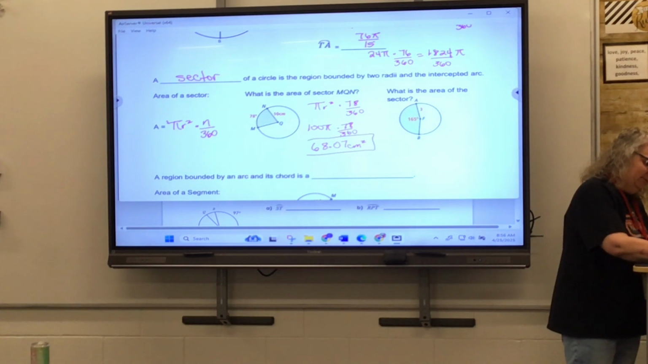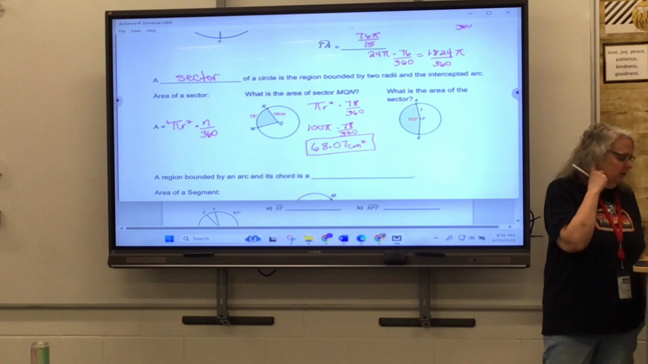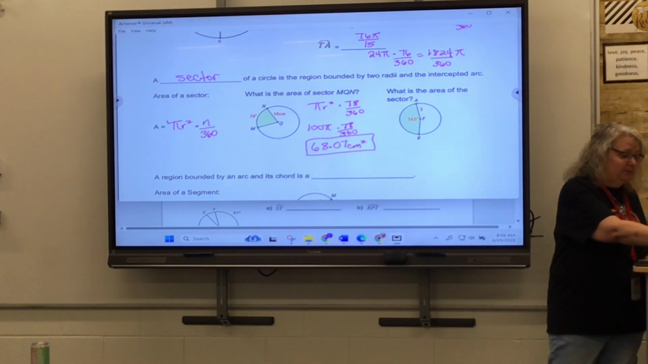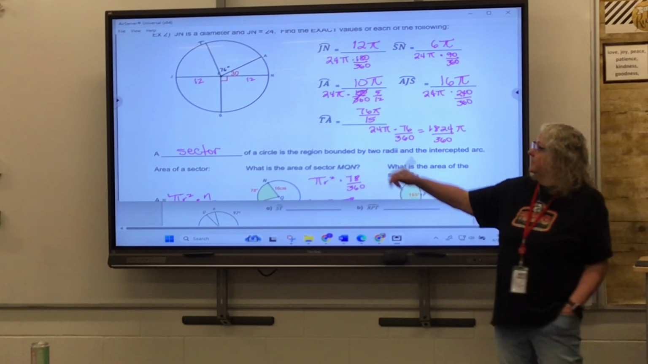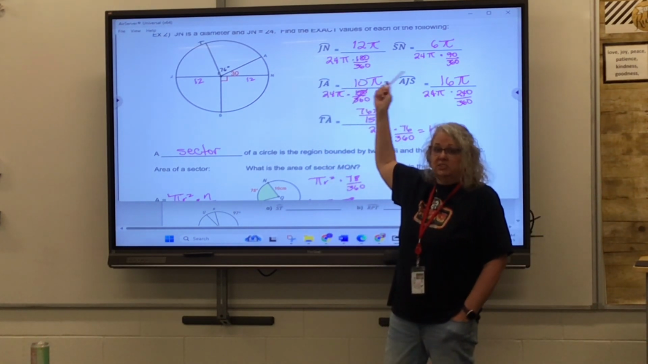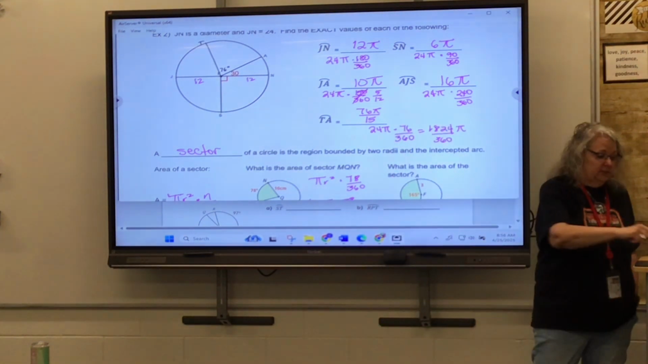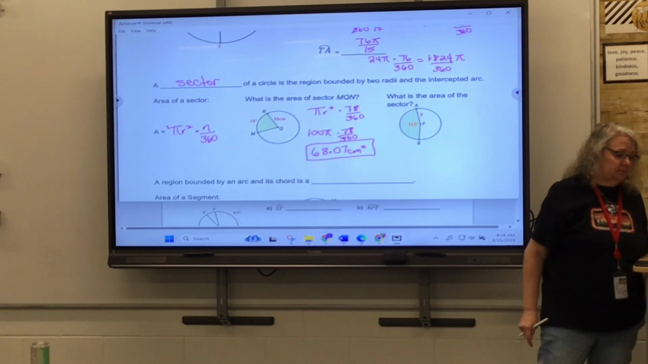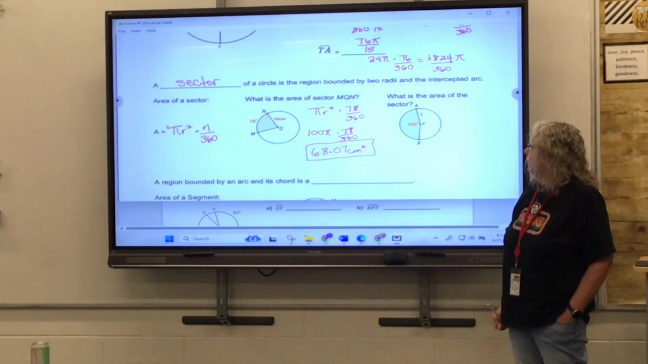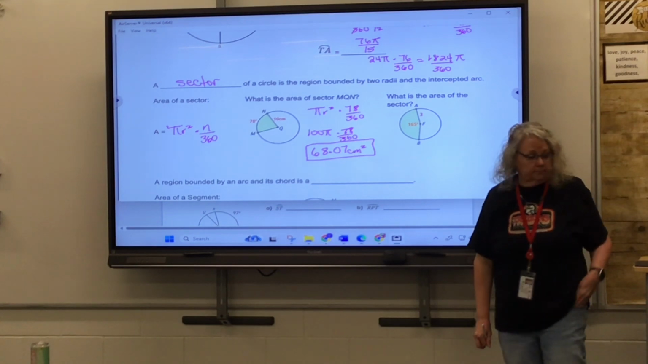Area will have centimeters squared. Again, on the ones above, had they given you a measurement for the diameter, then these would just be inches or centimeters or whatever it was. Here, it's squared because I'm finding area. So let's do one more of those. How would I find the area of the sector of the circle?